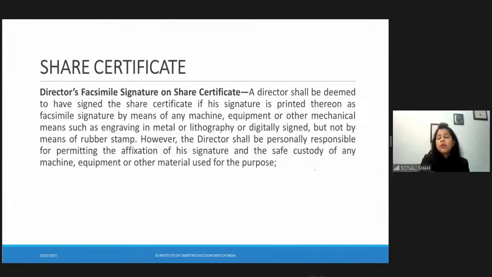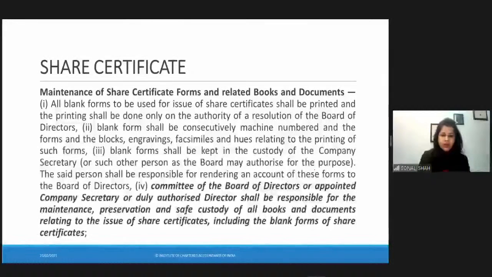how do the directors sign the share certificate? Where there is a facsimile signature of the director, even then it will be deemed that the director has signed. So this facsimile signature is made through a machine, a stamp or equipment, or if it is a digital signature, then also it will be deemed that the director has signed the share certificate.